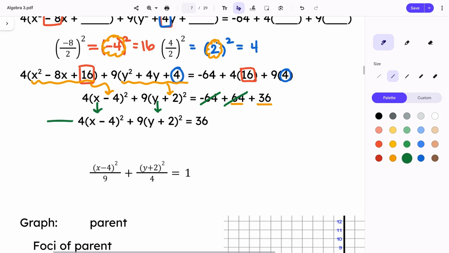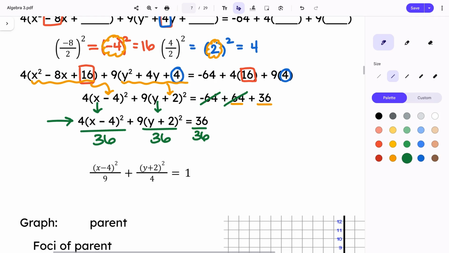Now this form here, we have seen this in our ellipses so far, where it wasn't equal to 1. And we had to get it equal to 1 by dividing by the number over there on the right side. So my last step here to get it in the equation that I need so I can actually graph this is divide everything by 36. Now remember, 4 cannot be divided by 36 nicely, but we can reduce it to 1 over 9. And that's why it became x minus 4 squared over 9 for my equation.